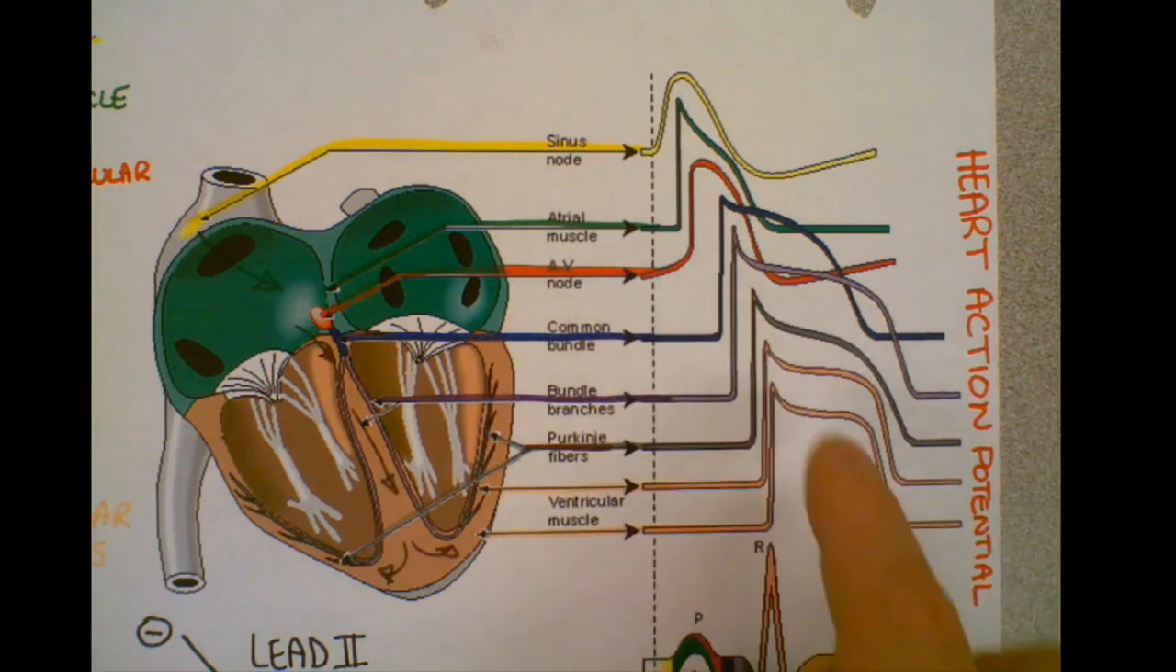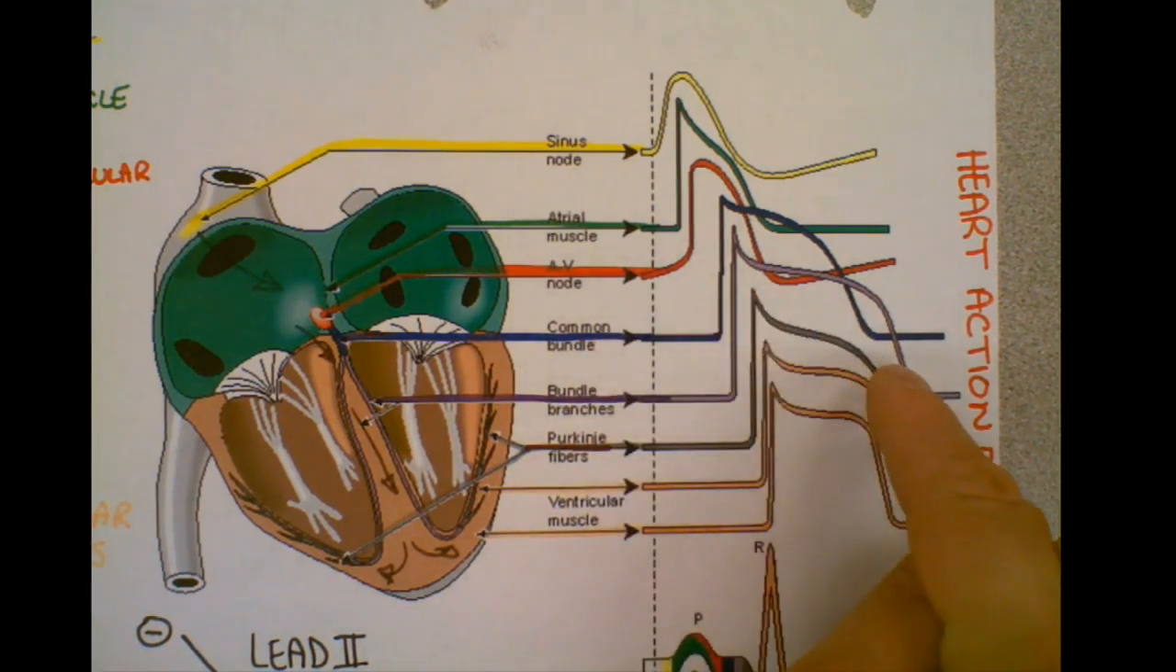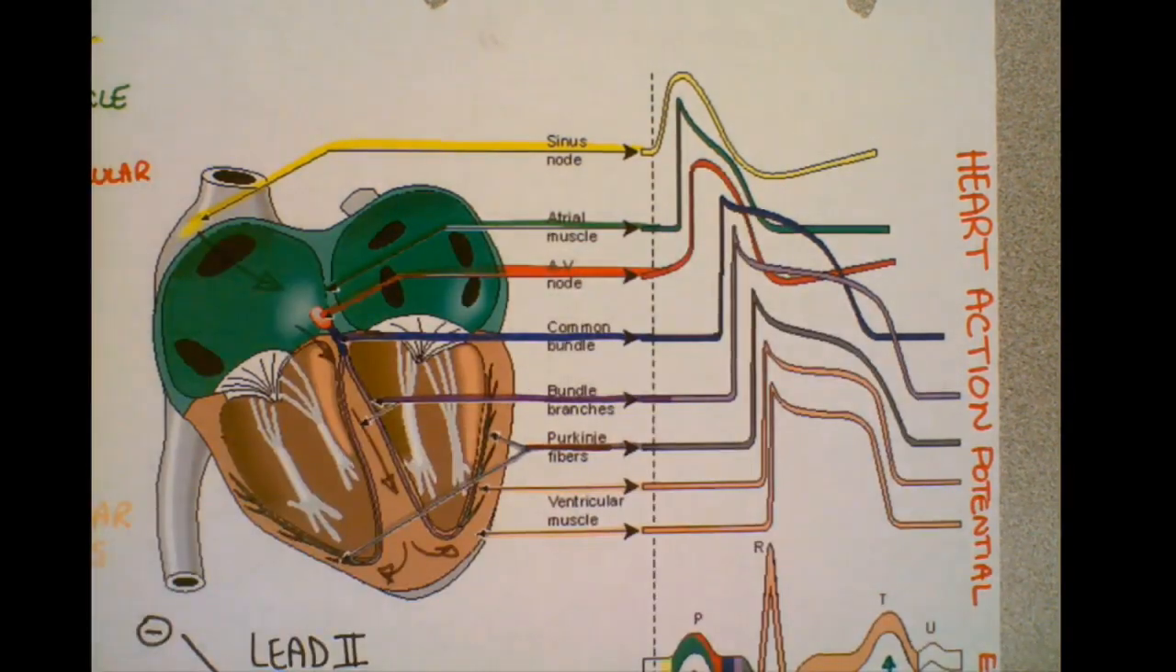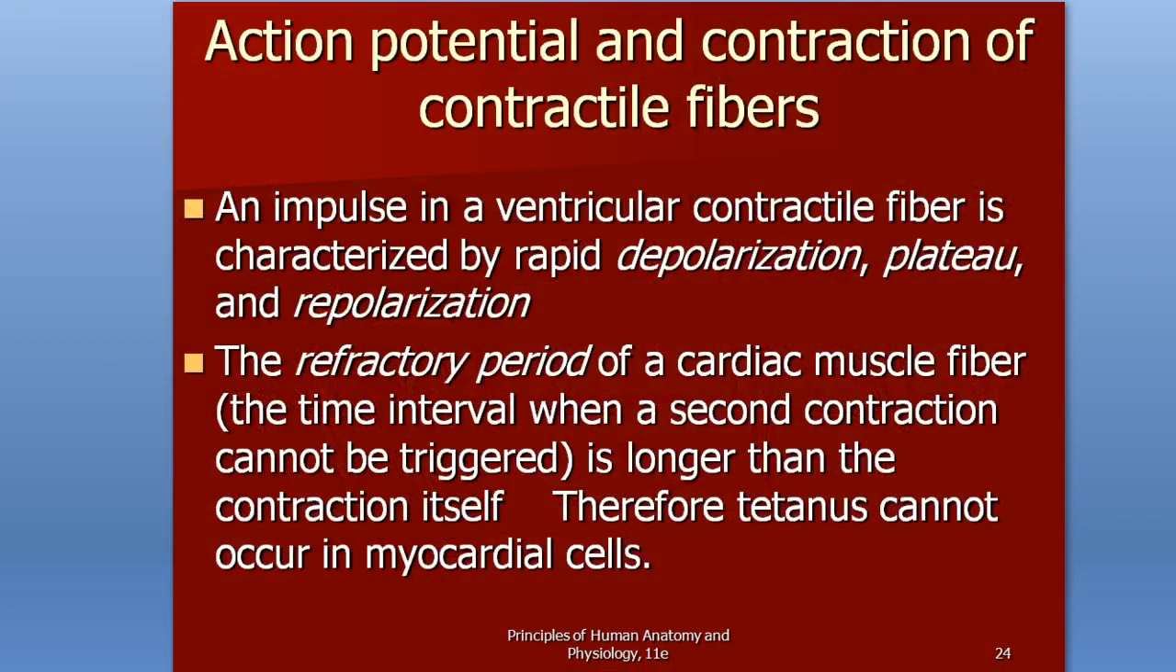We call it the refractory period. And this plateau allows blood to exit the heart before we can have another action potential. And so that's what this says. The refractory period of the cardiac muscle fiber is longer than the contraction itself, and this allows the blood to fill the heart and exit the heart. Now don't worry about tetanus. It says tetanus cannot occur in myocardial cells, and so you can't have tetanus, which is perpetual muscle contraction, in a heart muscle.